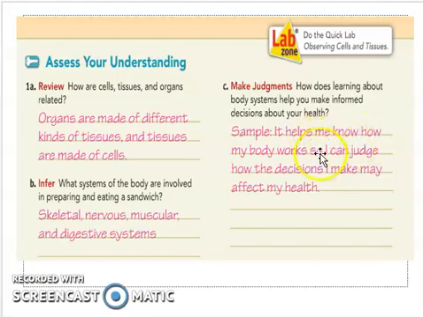It helps me to know how my body works so I can judge how the decisions I make keep my health in good condition. Because I am the one responsible for keeping my health in good condition. Of course, your mom and dad will help you, the teacher will help you, but you are the one responsible for keeping your health in good condition.